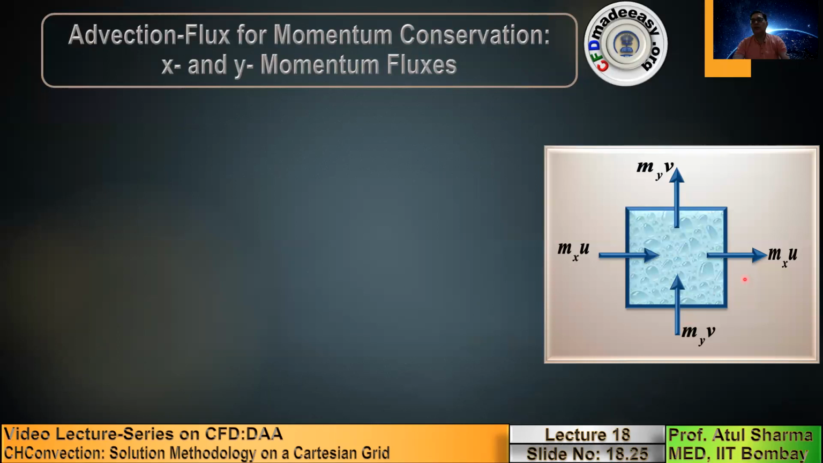Note the arrows that have been shown here, the momentum fluxes. Here mx is in the horizontal direction. U is also the velocity in the horizontal direction, that is the x direction. So both are in the same direction here and here also. And if you look at the other surface, my is in the vertical direction. V is also in the vertical direction. So these arrows have been drawn as straight arrows because both the variables, the mass flux and velocities, are in the same direction.